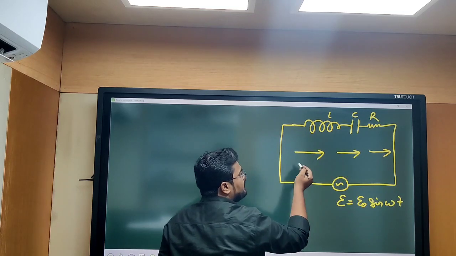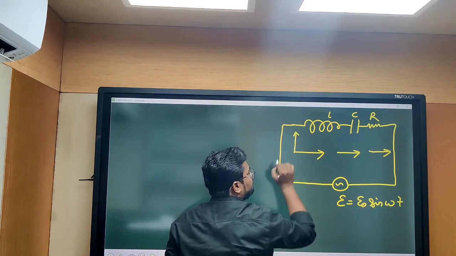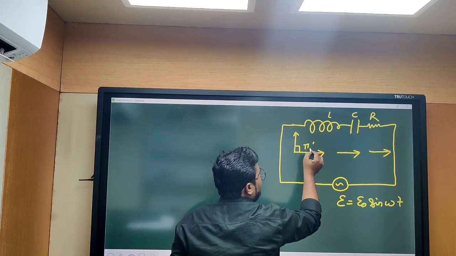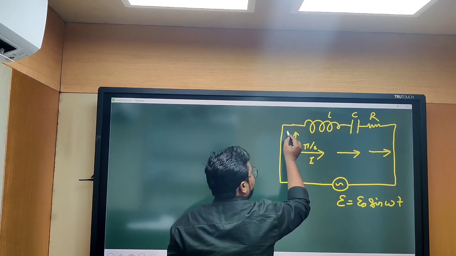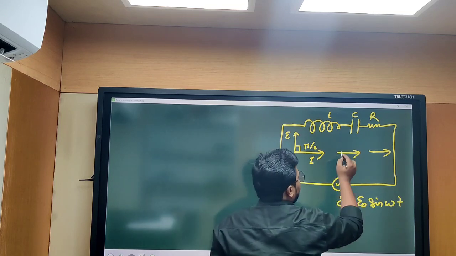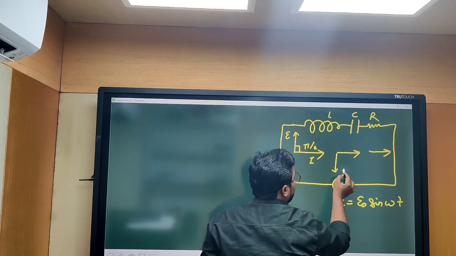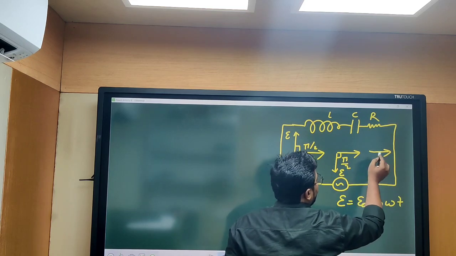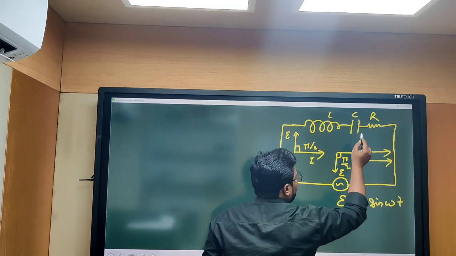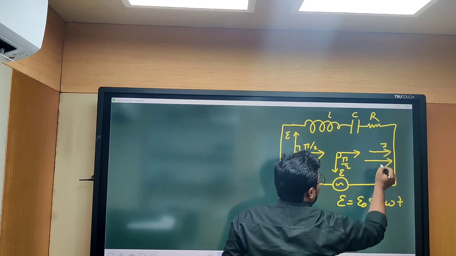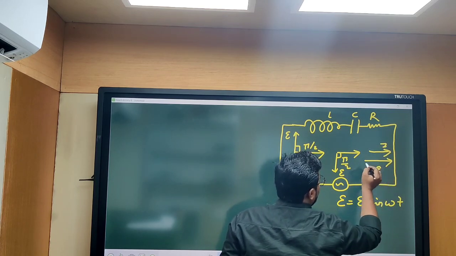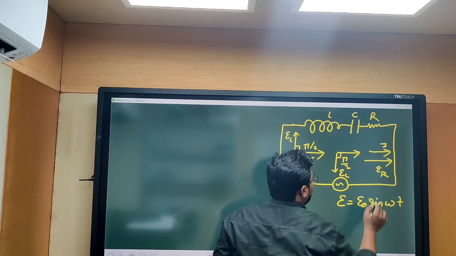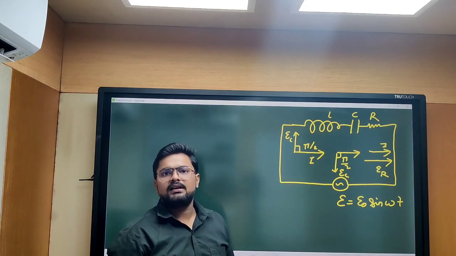What about the inductor? We have already discussed this. It will be ahead of the current with the phase pi by 2. In capacitor, it will lag by the phase pi by 2 phase difference, and in resistor it will be in the same phase with the electric current.